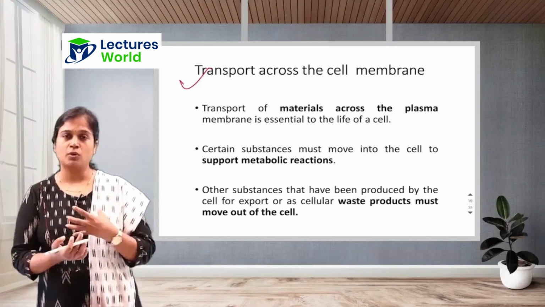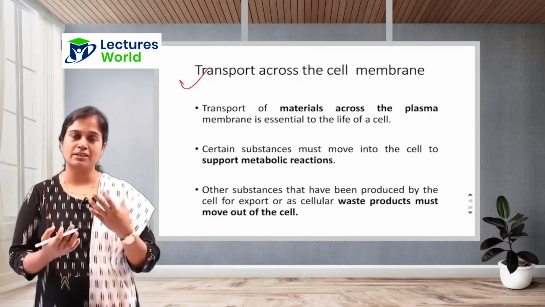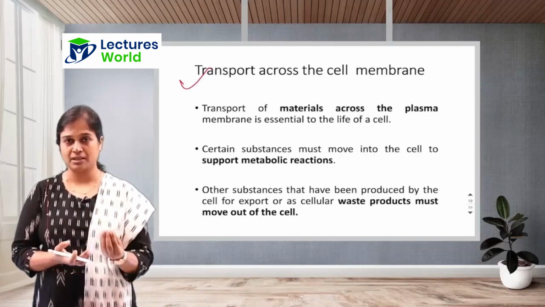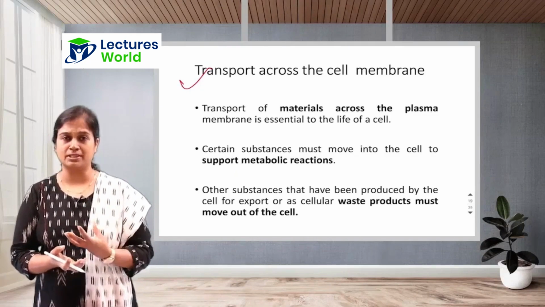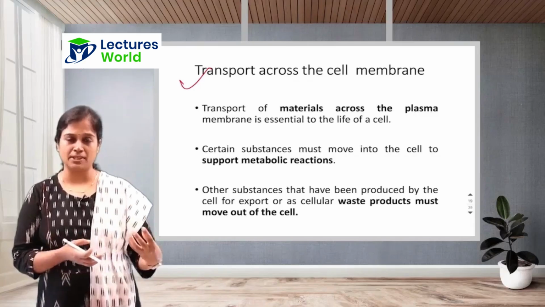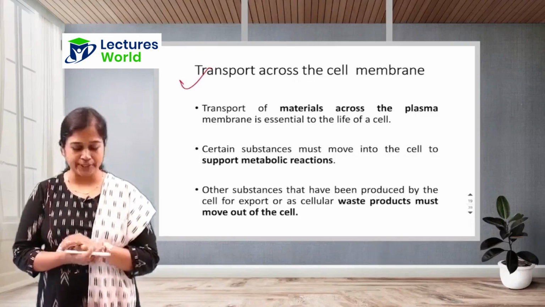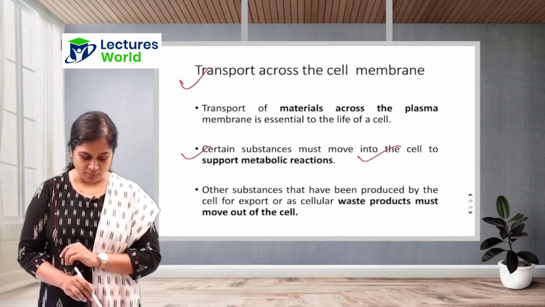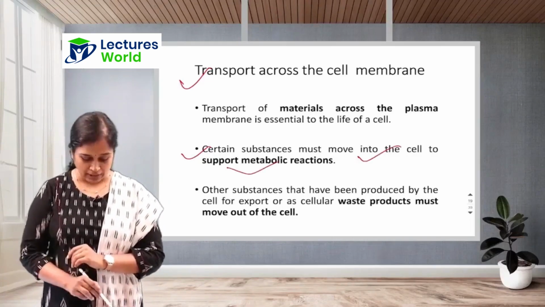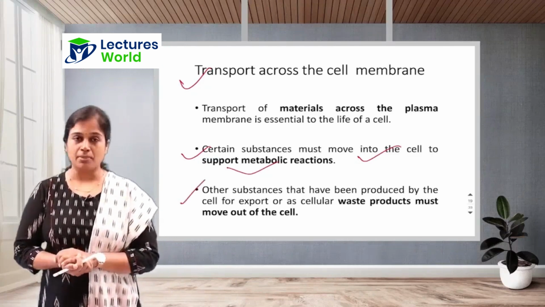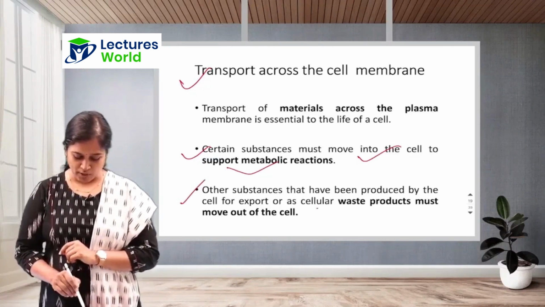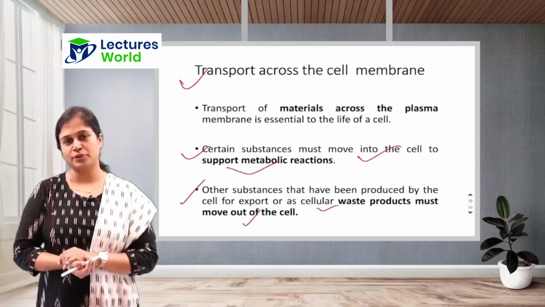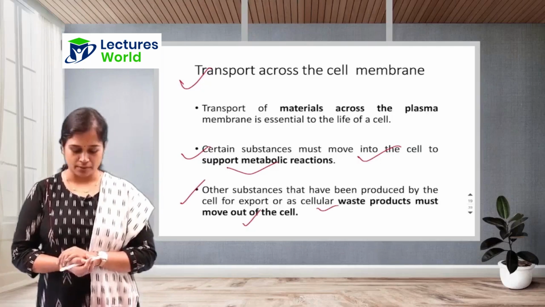So why is it important? Transportation is important because some important molecules like nutrients and oxygen can come inside the cell, and some waste products need to be excreted from the cell, which is done by transport only. So certain substances must move into the cell and it supports the metabolic reactions. Other substances that have been produced by the cell for export, or as cellular waste products, must move out of the cell. So there should be transport across the cell membrane.